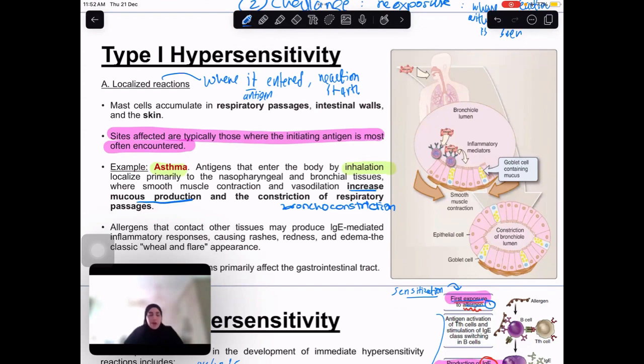Now, type 1 hypersensitivity can be localized or systemic. Localized means this is where the allergen is entering. An example is the asthma that we have just discussed. In the case of asthma, the allergen enters through inhalation, through the respiratory tract, like pollen, for example, anything it could be, right? But the idea is that it's in the respiratory passage. It could also be the intestinal wall, like in food allergies, basically in the stomach. But the idea is that it's localized. It's where this allergen is entering. This is where the reaction is going to be happening. As mentioned, the example is the asthma.